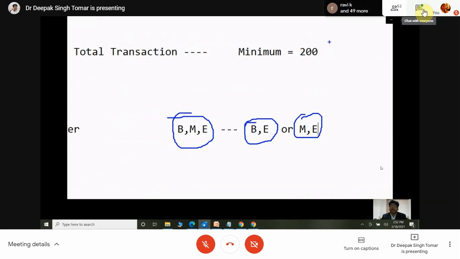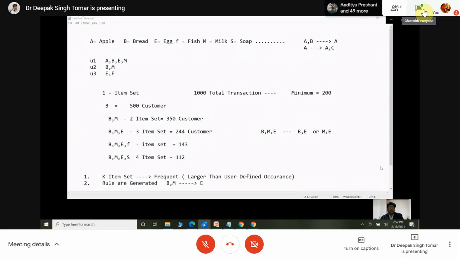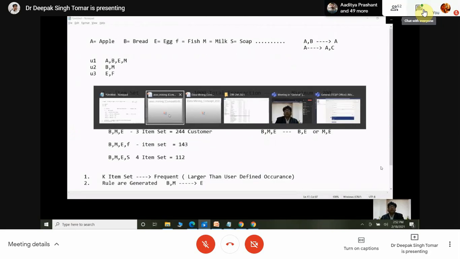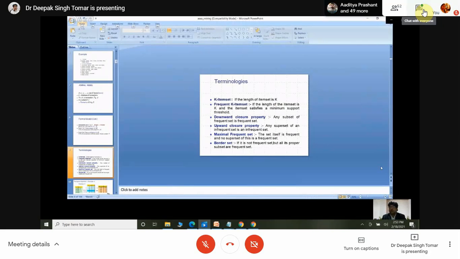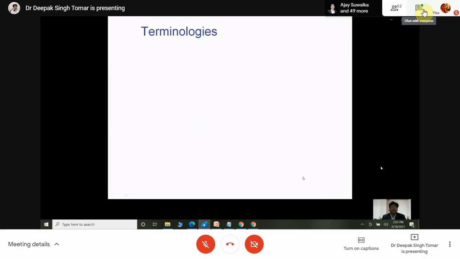That means if the minimum threshold value is 200, and the frequent set of length 3 has occurrence 244, which is greater, then its subsets will also be frequent. That is called the downward closure property.